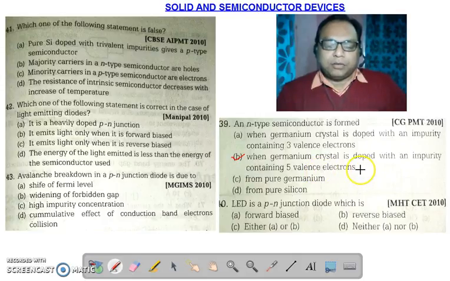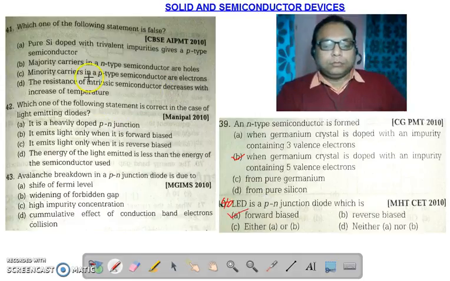5 valence electrons. Okay. Now question number 40, that is, LED is a PN junction diode. When we connect the LED in forward bias condition, at the junction, holes and electrons combine and it emits energy in the form of light. Basically, it is made of gallium arsenide. So option A is the correct option for this.